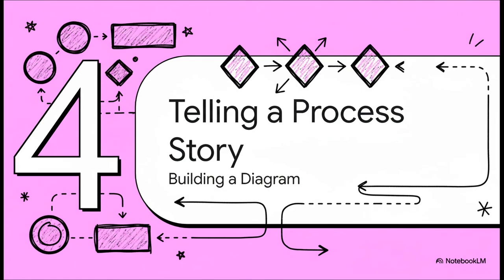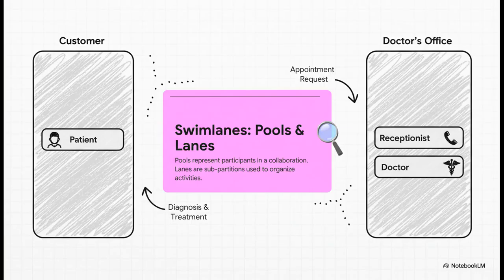Okay, so now we've got our basic grammar down. Events, activities, and gateways. With just these three things, we can start combining them to tell a really clear story about how a process actually works, with no room for confusion. But wait, before we build our story, we need to know who the characters are, right? In BPMN, we use something called swim lanes for that. A pool represents a major participant, think customer or doctor's office. Then, inside a pool, you can have lanes to separate activities by role, like receptionist or doctor. It just gives us the context of who is doing what.